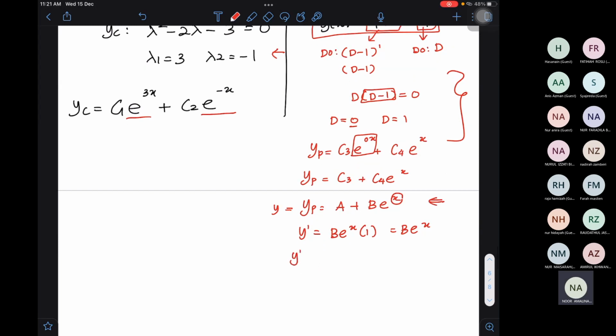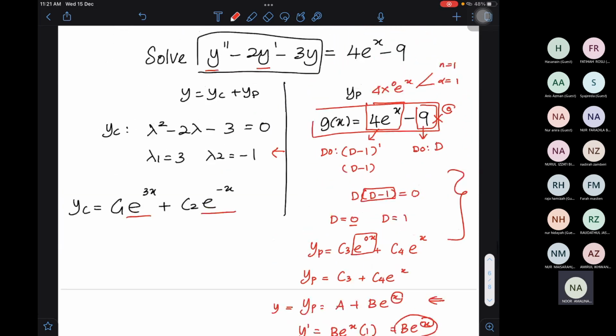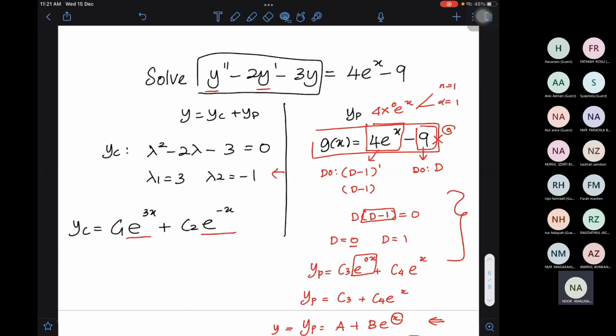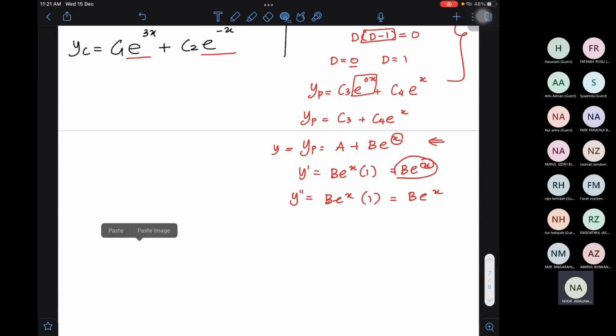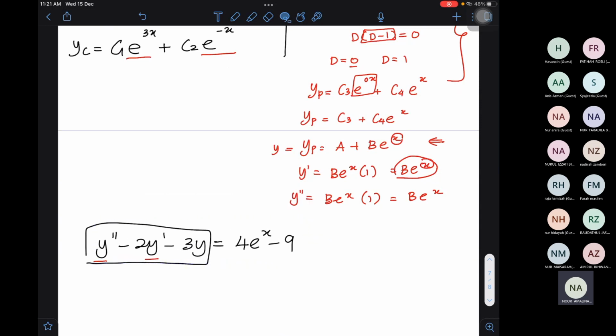And then differentiate kali kedua. Differentiate yang ini. Yang pertama salin balik B exponent x. And then differentiate dengan kuasa dia 1. So dapat benda yang sama. B exponent x. Okay, so apa yang awak perlu buat? Awak perlu masukkan dalam awak punya differential equation here. Okay, so kita ada differential equation kita, this one.